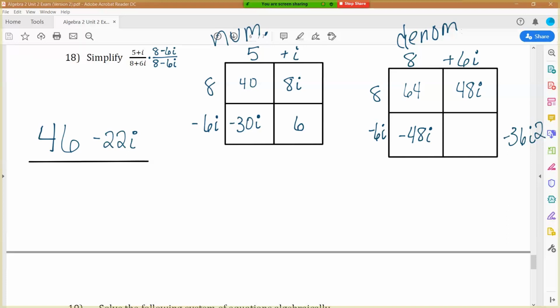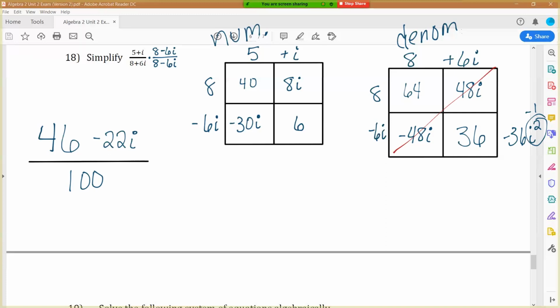Remember, i squared equals negative 1, so really this is negative 36 times negative 1, which is positive 36 for that box. When I go to combine like terms, 64 plus 36 gives me 100 for the denominator. And then negative 48i plus 48i is going to cancel. So a positive 48i and a negative 48i just cancel.